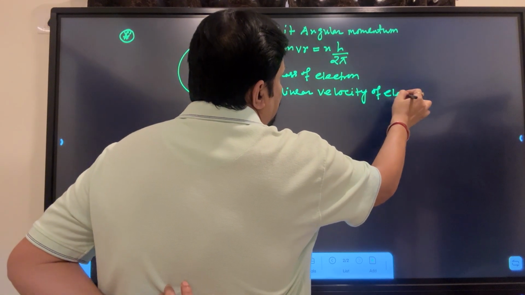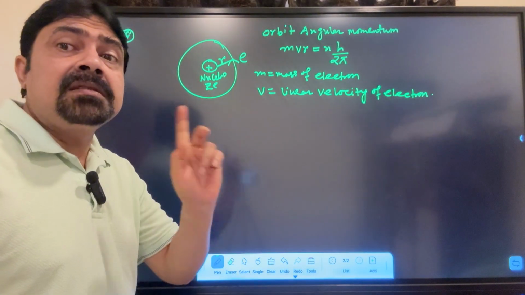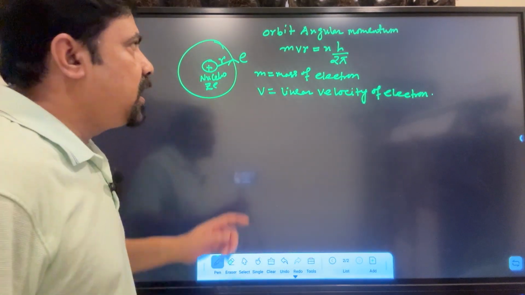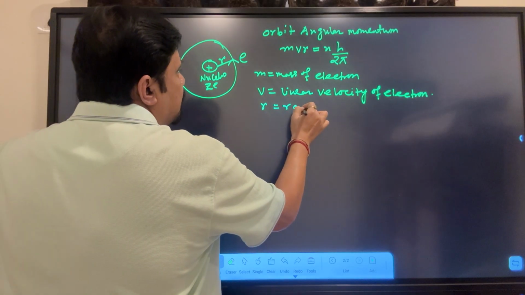My dear students, everybody knows these things. What is that value? 9 into 10 power of minus 31 kg. Okay? Now what is the r? It is the radius of orbit.